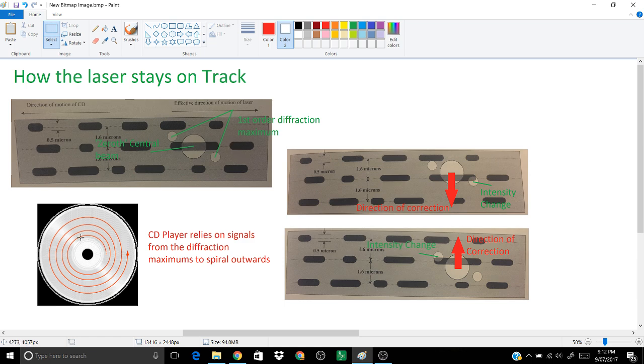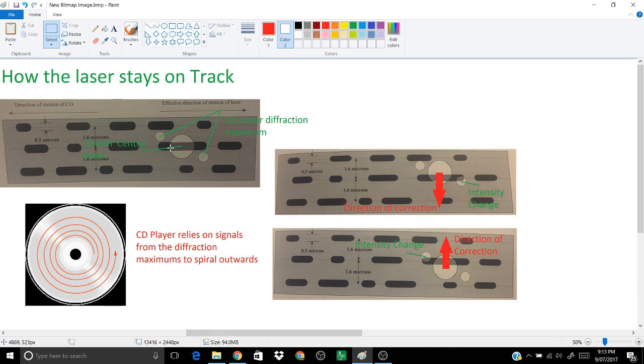The CD is actually spiraling outwards because it can't just go back over itself. You would have a repeating record. So what happens then is eventually it's going to come off track, because this thing actually requires the laser to move outwards, to spiral outwards. But we will look at it both ways.